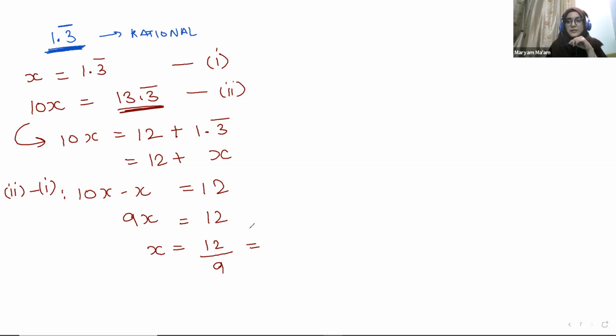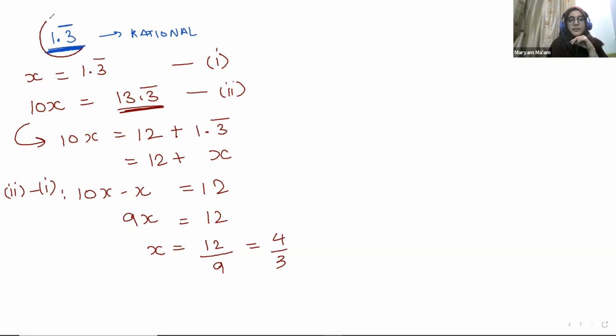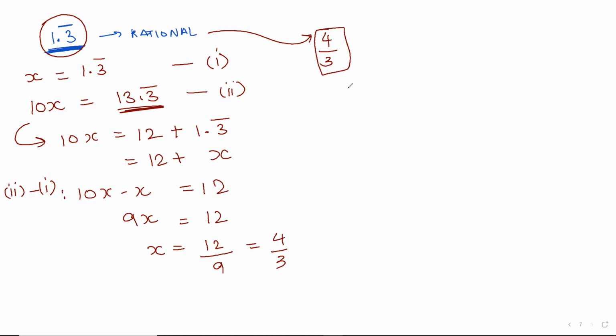Can we simplify this fraction further? Yes, ma'am. What would that be? 4 upon 3. So 1.3 bar, we said that it is rational because it can be written as 4 upon 3. So any doubts up until now?